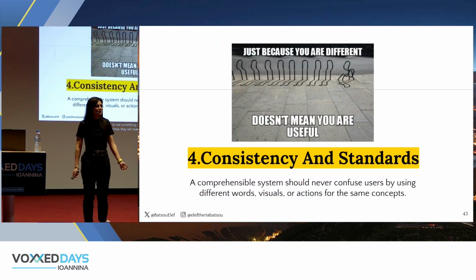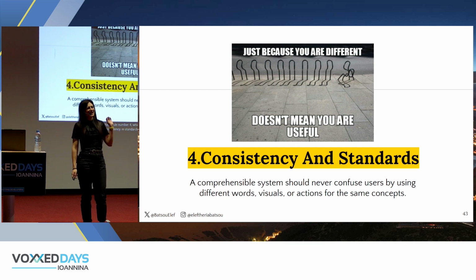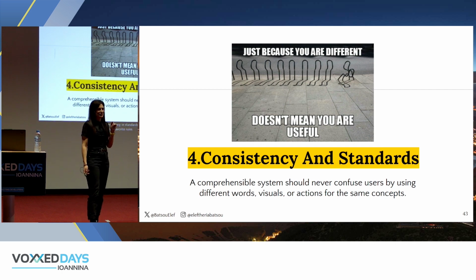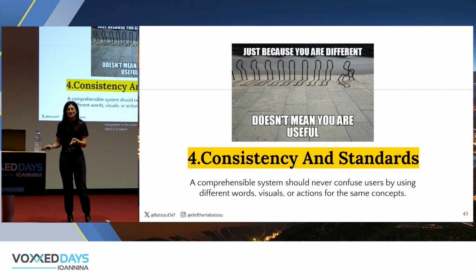We have rule number 4, which is consistency and standards, and I have 2 favorite rules, so this is the first favorite rule of mine about consistency and standards. So we've mentioned earlier, if you know something that works in a particular way, don't try to change that. For example, we have copy-paste. It works everywhere in the same way, and there is a reason for that. Don't try to change it.